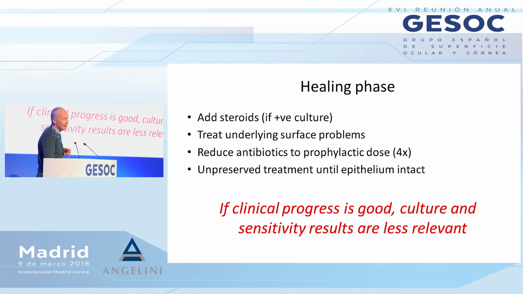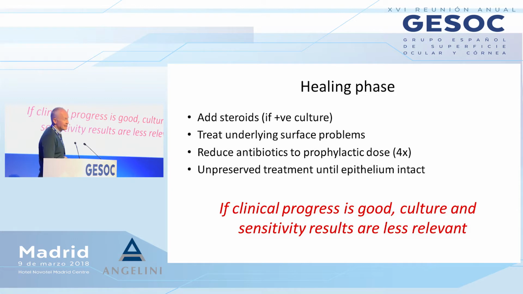Treat underlying ocular surface disease. We have already heard that microbial keratitis, in the majority of cases, occurs in an abnormal ocular surface situation, and we had a very nice talk from Juan Duran earlier this morning about the importance of treating ocular surface disease. It could be an exposure problem, it could be meibomitis. Address that in the healing phase.